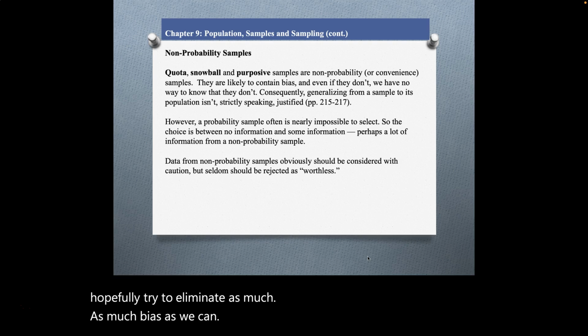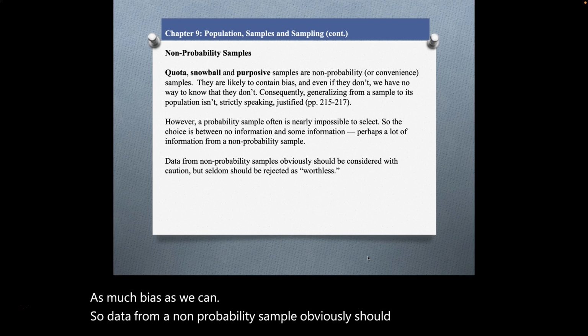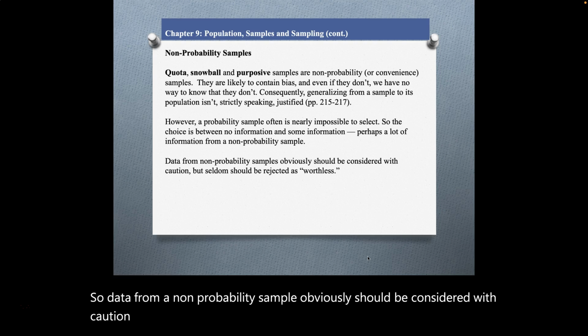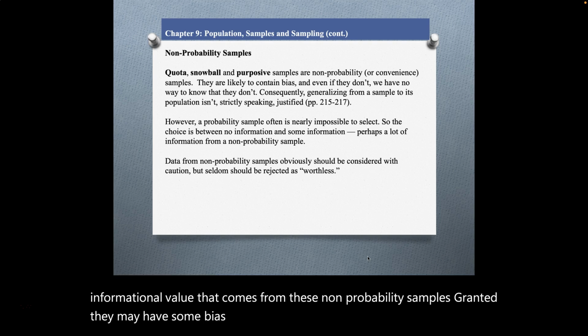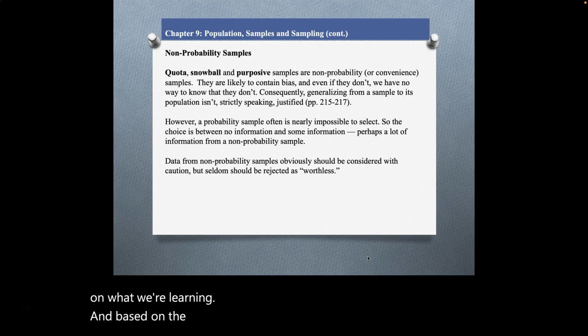So data from a non-probability sample obviously should be considered with caution, but seldom do we reject it as worthless. There is still some informational value that comes from these non-probability samples. Granted, they may have some bias, but there is informational value based on what we're learning and based on the hypotheses that we're testing.